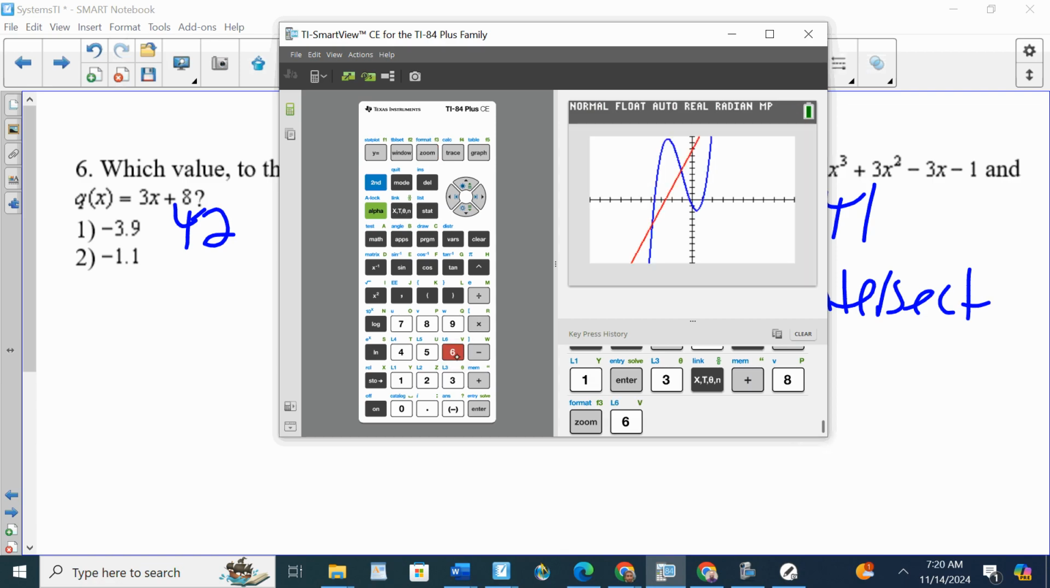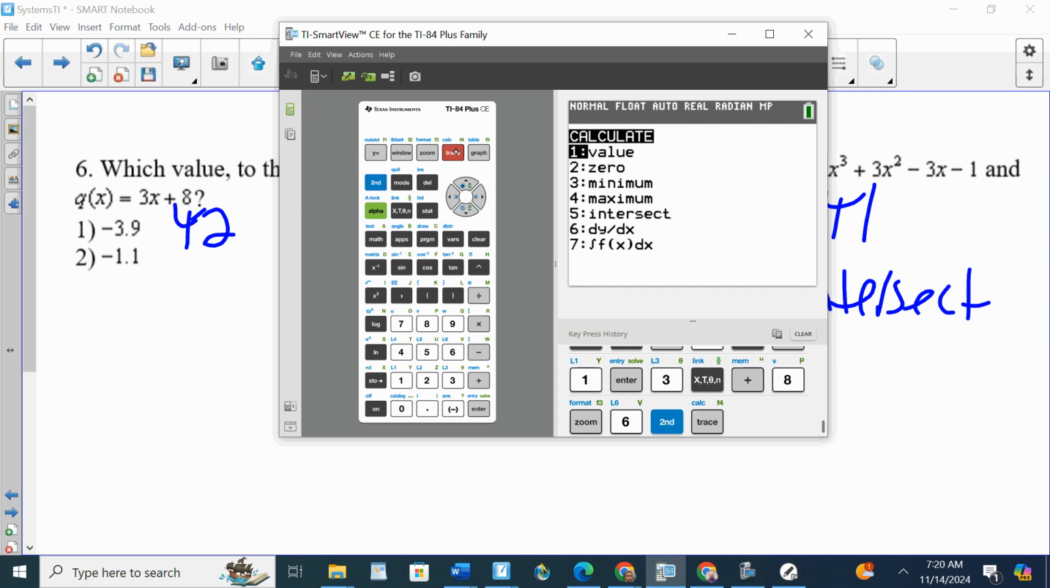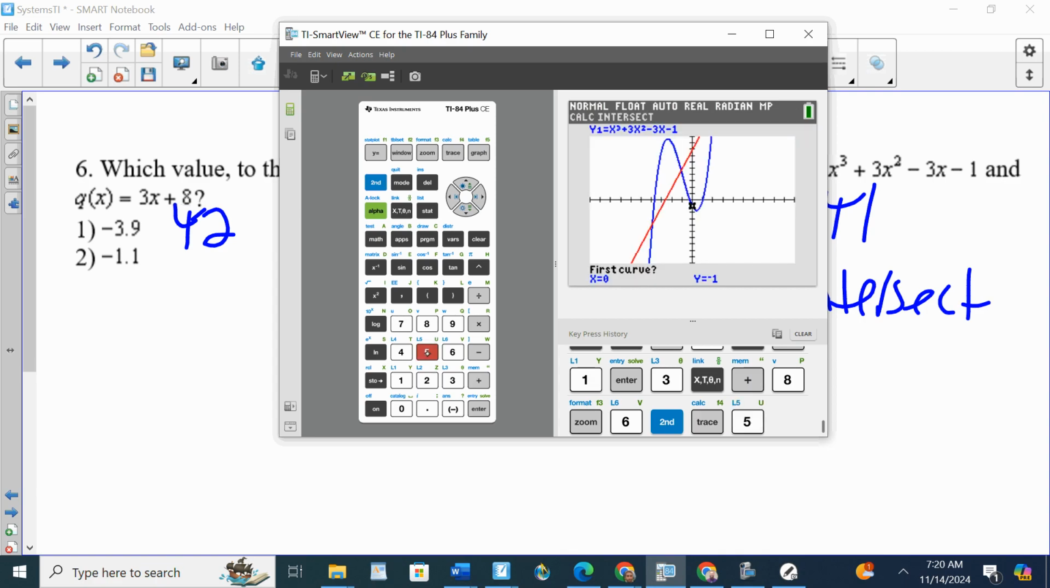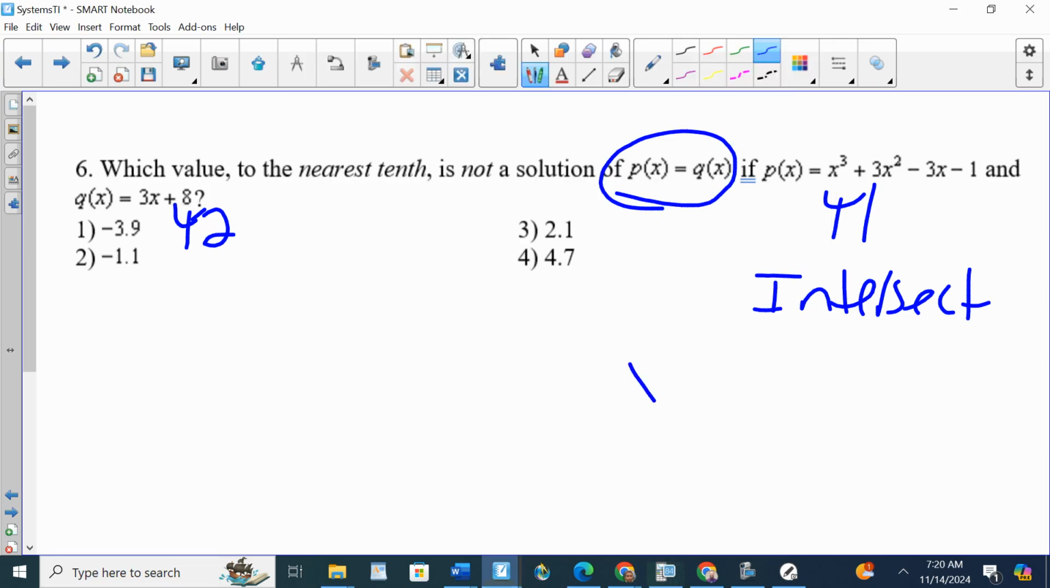And the question is, do I see everything I need to see? Well, I see 2 intersection points, but it looks like they're going to intersect again up top. So there's 2 ways to deal with this. Let's first start by finding the 2 that are on the screen. Second trace, intersect. I'm going to start with the left one. Enter, enter, enter. I have negative 3.9.